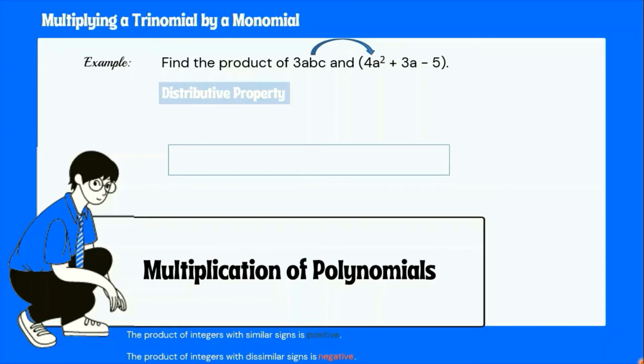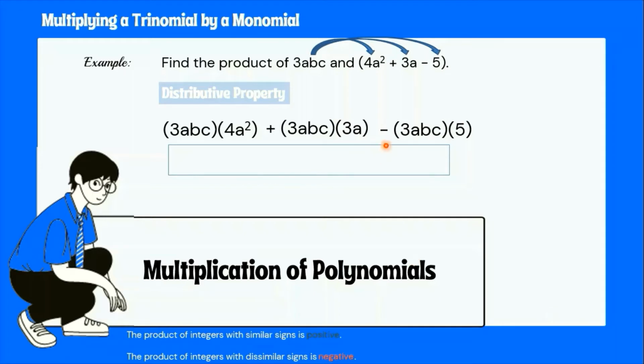Unahin natin yung first term ng trinomial which is 4a squared. Multiply natin siya kay 3abc. Next, yung pangalawang term naman, 3abc multiplied to 3a. Pansinin na yung ating sign dito ay plus dahil plus yung sign ni 3a. Dito naman, sa pangatlo, magiging minus sign dahil minus sign yung ating sign before the third term which is 5. 3abc multiplied to 5. After nating mag-distribute, pwede natin siyang i-treat as multiplication of monomial by another monomial. Then yung sagot natin sa kanilang tatlo ay pagsasama-samahin natin after.